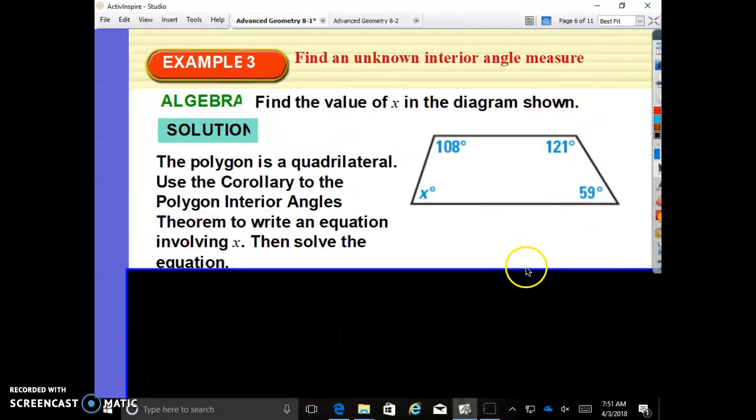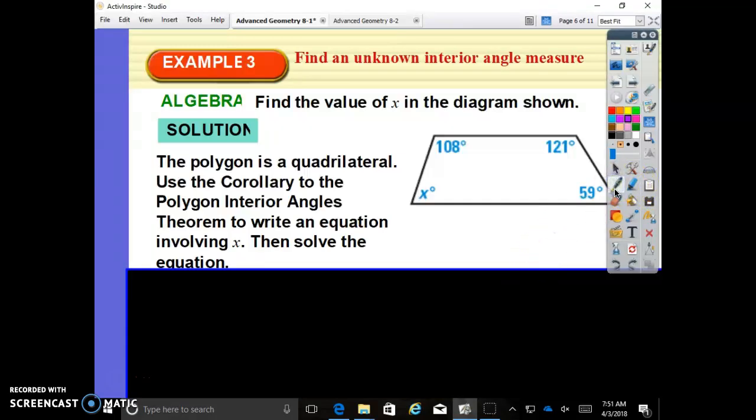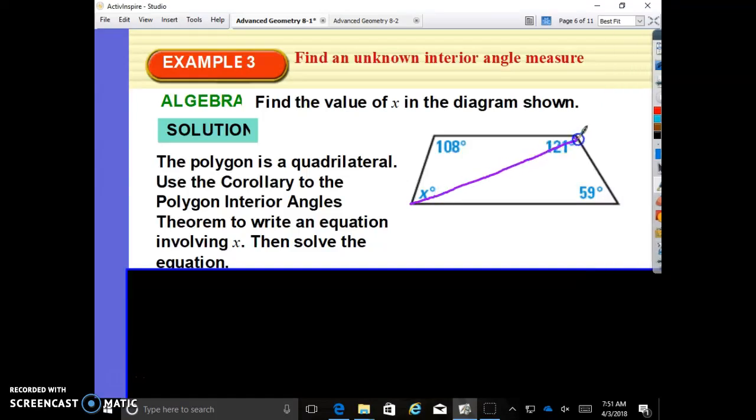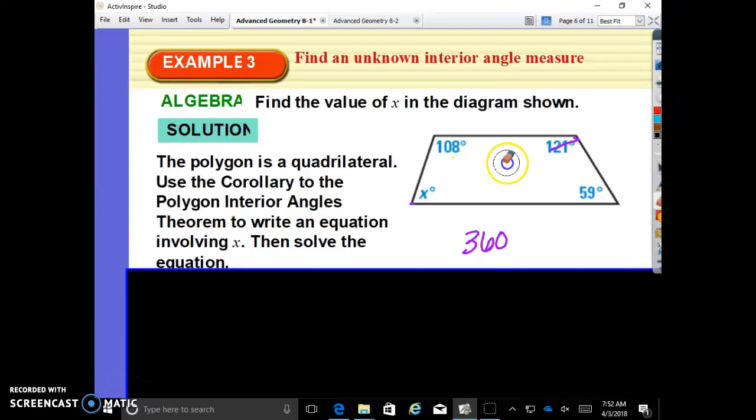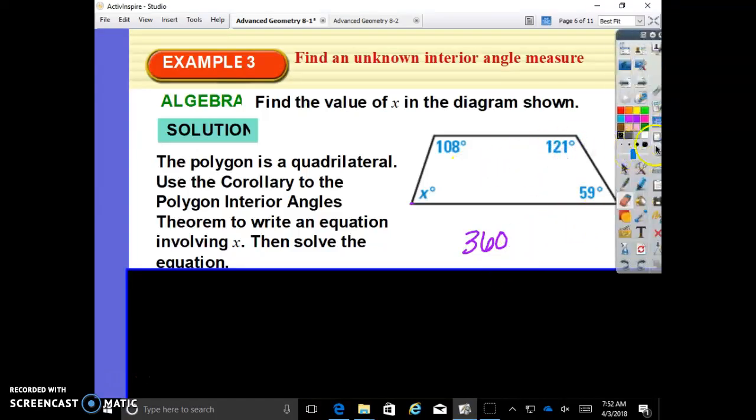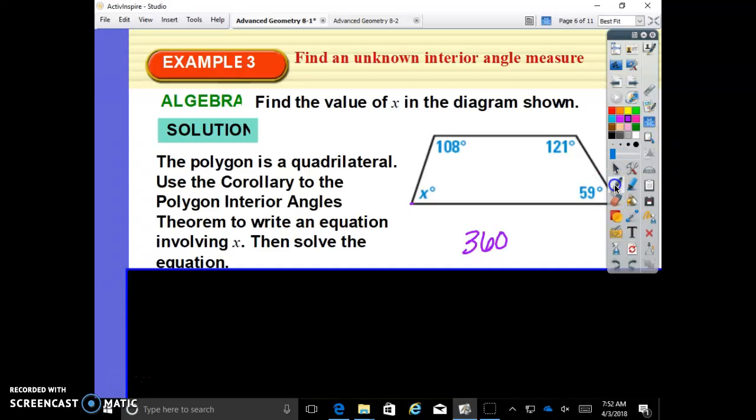Find the value of x in the diagram shown. So first off, what is the sum of interior angles? This is a quadrilateral. Let's first think about how this formula came about with the n minus 2 times 180. If I took a quadrilateral and made it into triangles, I would have 2 triangles, and the sum of interior angles of a triangle is 180. So 180 times 2 is 360. The sum should be 360. Well, let's think about this. 4 minus 2 is 2. 2 times 180 is 360. What if I had a pentagon?